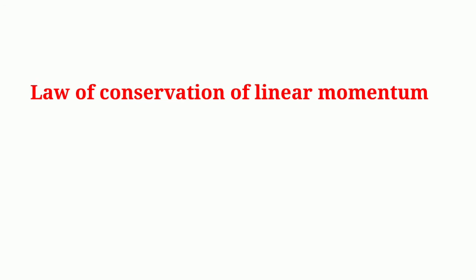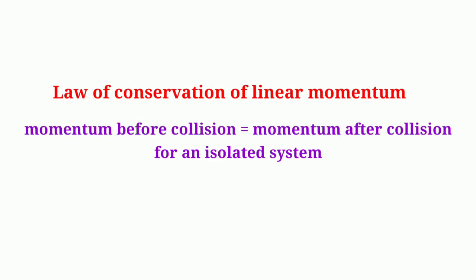As we have already discussed this law of conservation of linear momentum in my previous video, let me recall once again. For an isolated system, the total momentum before collision is equal to the total momentum after collision. As we know, an isolated system means the net external force acting on the system is zero. So this conservation law is valid for an isolated system only.